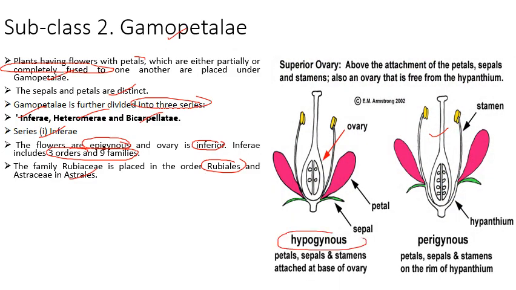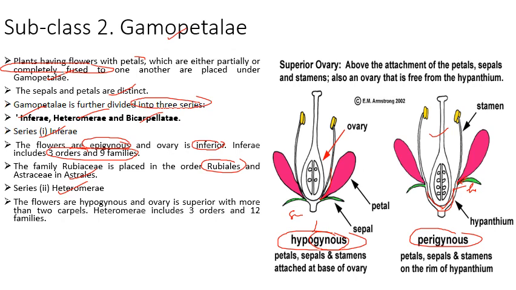Hypogynous means जब floral parts सारे के सारे arise होते हैं from the base of ovary. Hypo means lower, gynous means ovary. तो इस कंडीशन में जो ओवरी कंडीशन that is superior, while in case of perigynous condition जो फ्लोरल पार्ट्स हैं, they arise from the rim of this hypanthium or can say this receptacle, जिसमें ओवरी कंडीशन होती है half superior और half inferior.